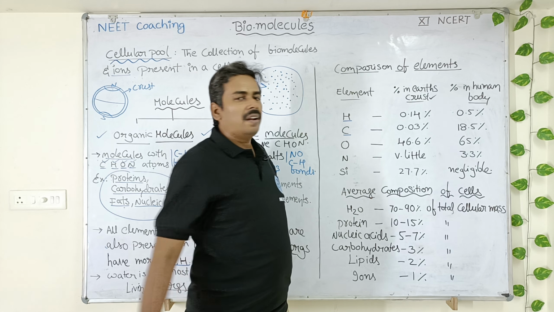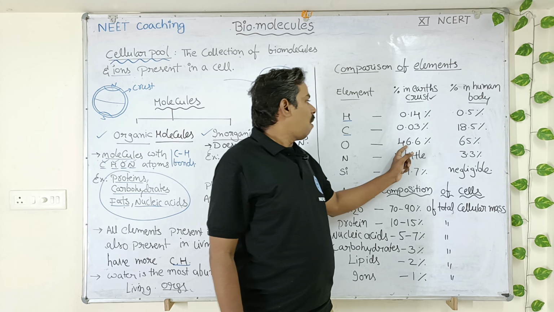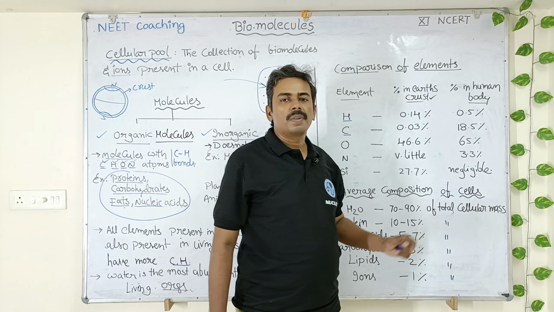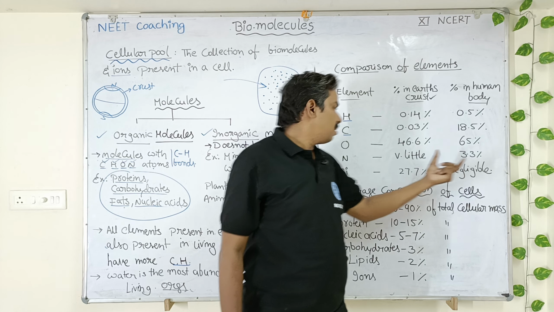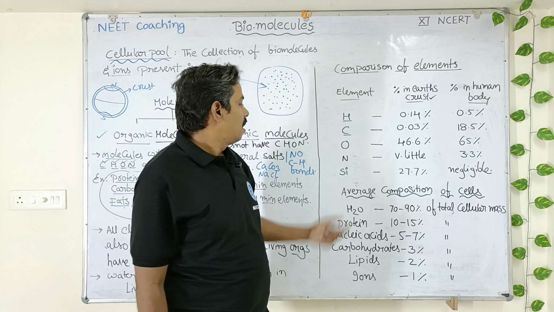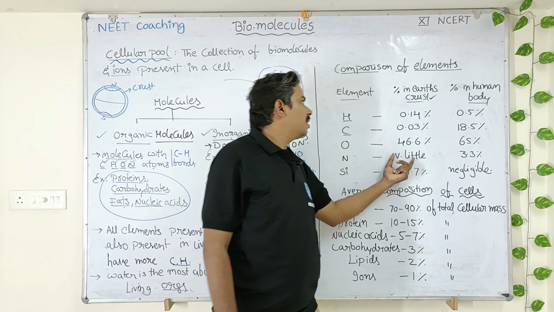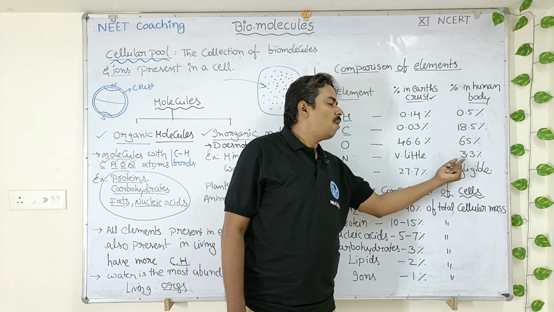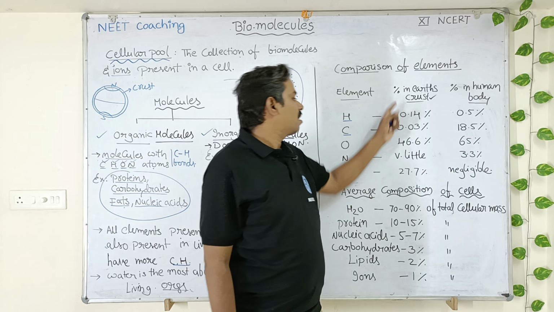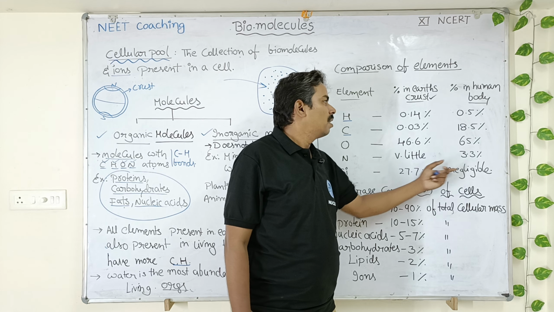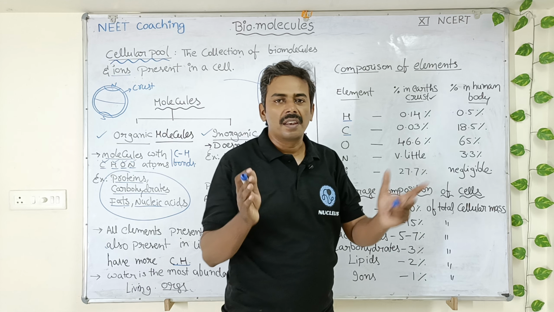Next, oxygen. If you look at oxygen, look here students, 46.6% is present in the Earth's crust. In the human body, 65% oxygen is present. Next, nitrogen is very little in the Earth's crust, but in the human body it is 3.3%. Silicon in Earth's crust is 27.7%. In the human body silicon is negligible.